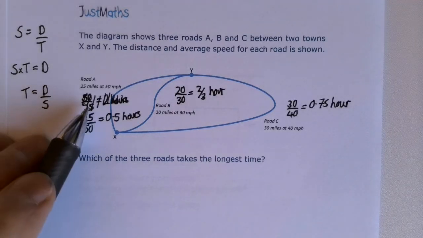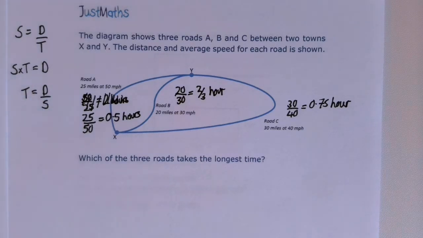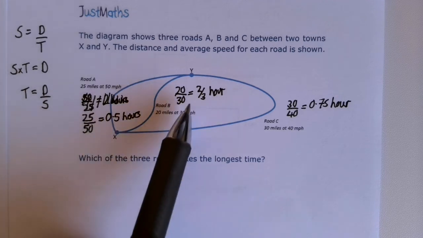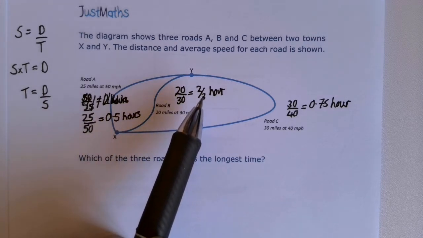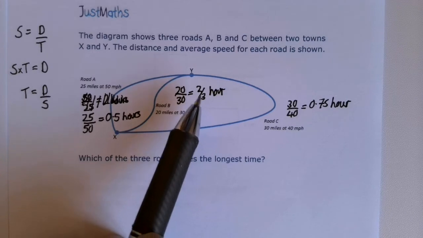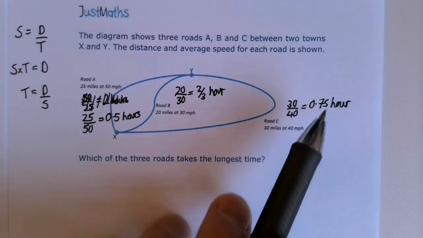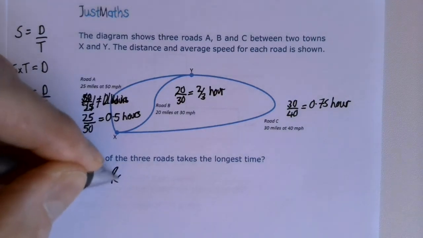Did it again, did it last lesson, didn't I? I got it the wrong way around. Really important that you get it the right way around, distance divided by speed. So this was half an hour, 30 minutes. I chose to leave this as a fraction, 2/3. 2/3 of an hour is 40 minutes. And this is 3/4 of an hour, which is 45 minutes. Now it doesn't actually ask for the actual times, it just says which of the 3 roads takes the longest time. So the answer is road C.